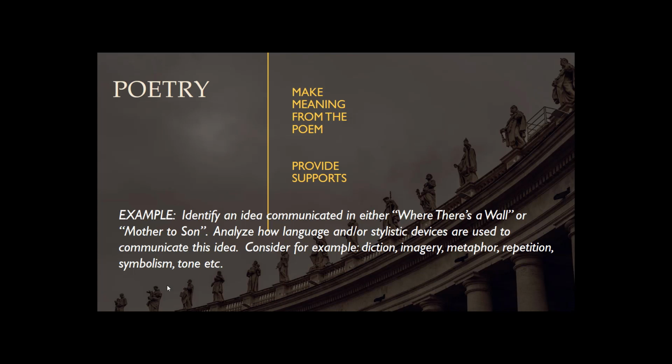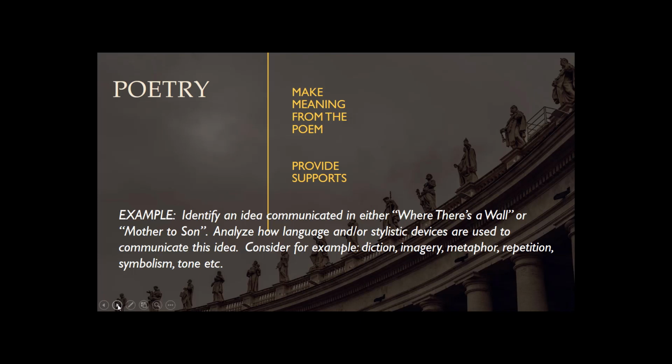Identify an idea communicated either in Where There's a Wall or Mother to Son. Analyze how language and or stylistic devices are used to communicate the idea. Consider things like diction, imagery, metaphor, repetition, symbolism, tone, etc. So again, they're asking you for 2 poems. You just have to choose one. So you want to choose the one that makes the most sense to you.